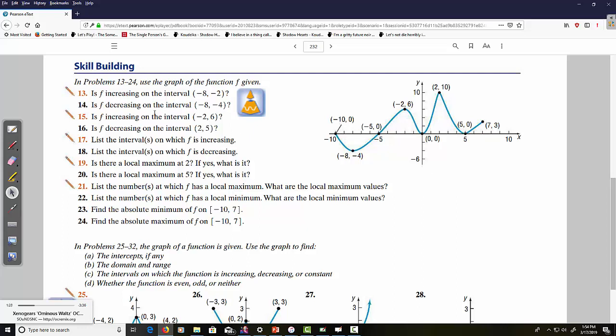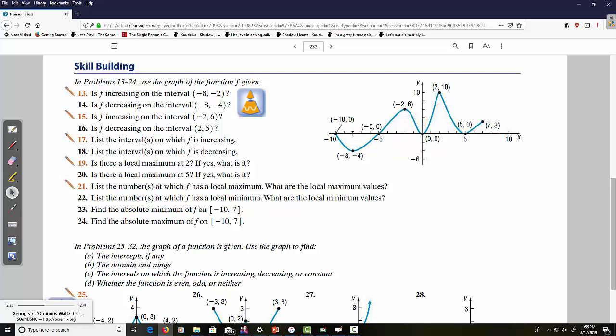And we have a lot of different questions. So is f increasing on the interval -8 to -2? Well, f is a function. F was also our replacement for y. So it's asking, is y increasing on this interval, -8 to -2? So this is an interval of x. So -8 to -2 would be between here and here on the x-axis. So between -8 and -2, is it increasing?